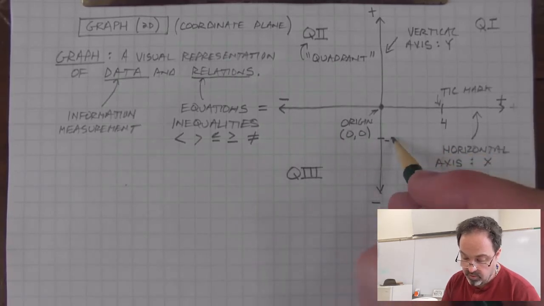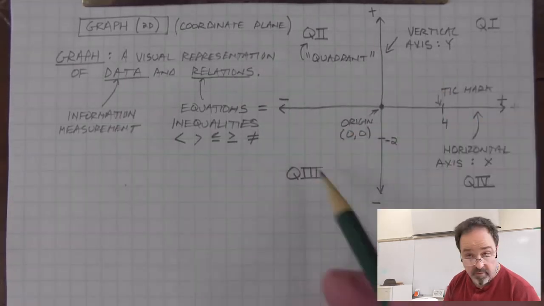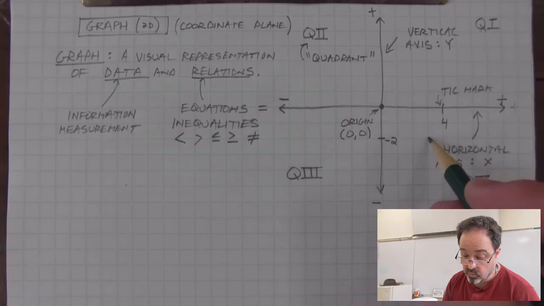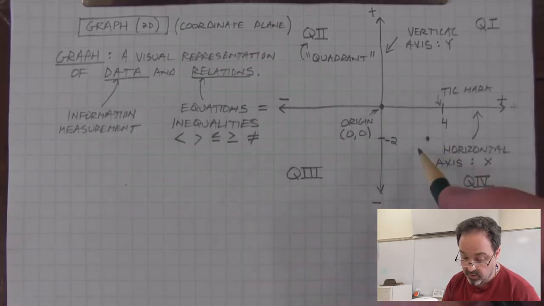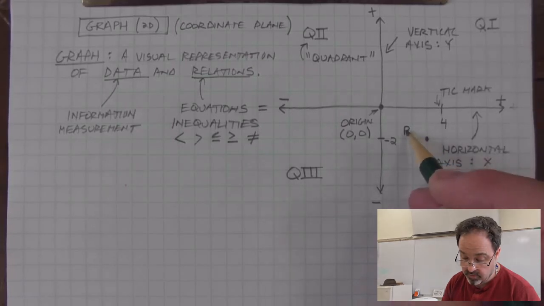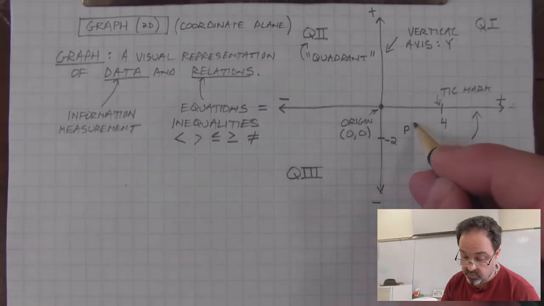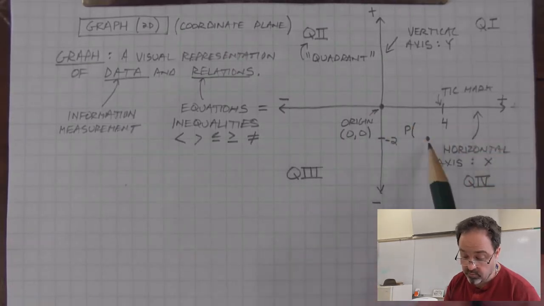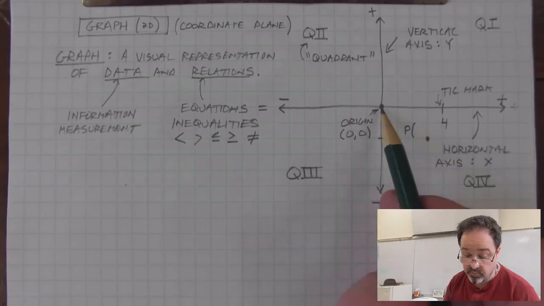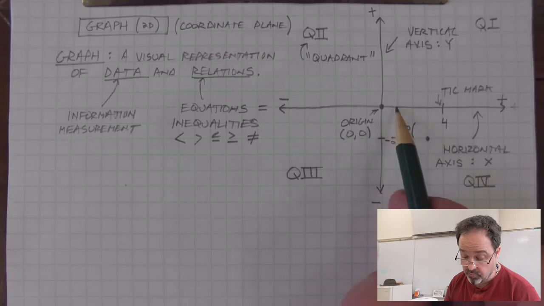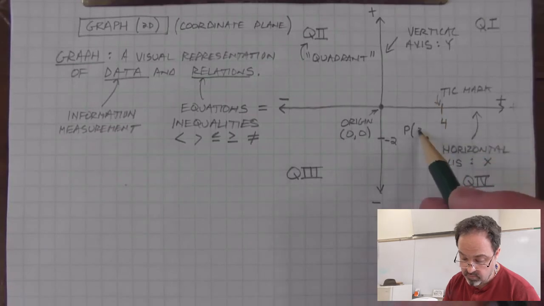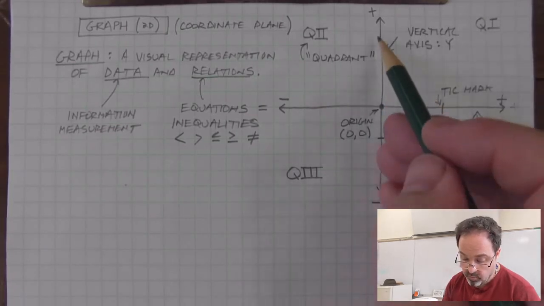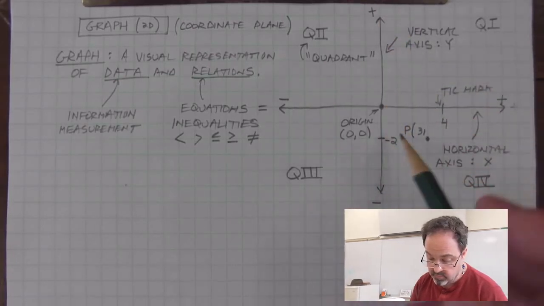I'm going to label this tick mark at -2. Graphs are for plotting points, representing information and measurement visually by plotting on the coordinate plane. If I put a dot at this location, I could label this location with a name, anything I choose, in this case P. And I could give the coordinates for P, the two numbers to locate this point relative to the origin. The two numbers are, first, the number that I must go on the horizontal axis, in this case 3. The second number is where I must go on the vertical axis, in this case -2.